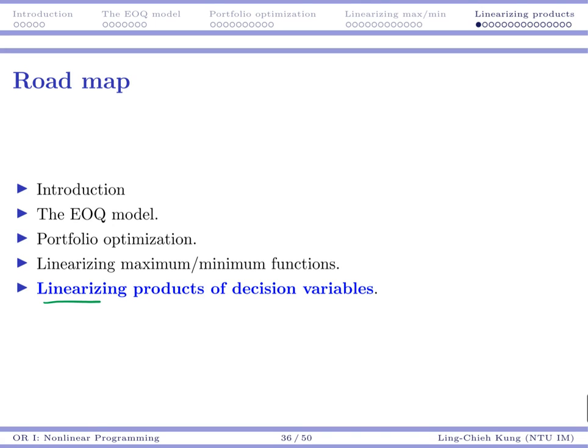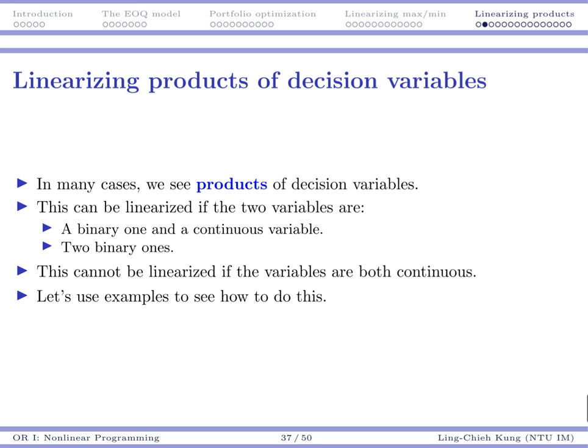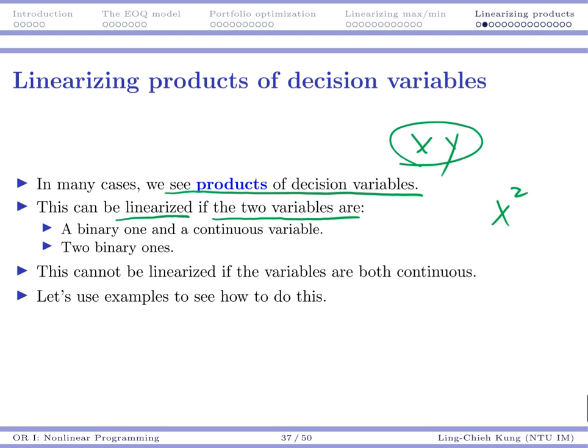Okay, so our last part is about linearization again, but now we want to linearize the products of decision variables. In many cases, we may see products of decision variables, x times y, x squared, whatever. This can be linearized in some cases. For example, if two variables are multiplied with each other, and as long as one of them is binary, or both of them are binary, then we have a way to take away that product. But unfortunately, if both of them are continuous, then there's no way to do that.